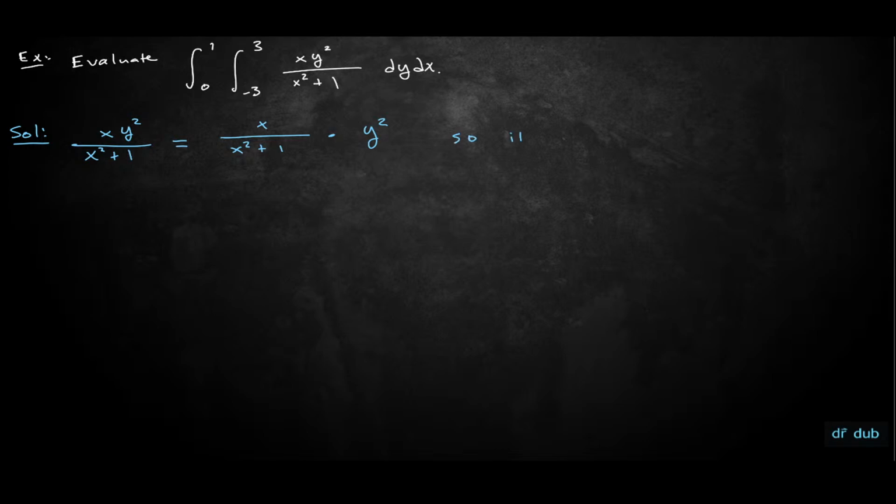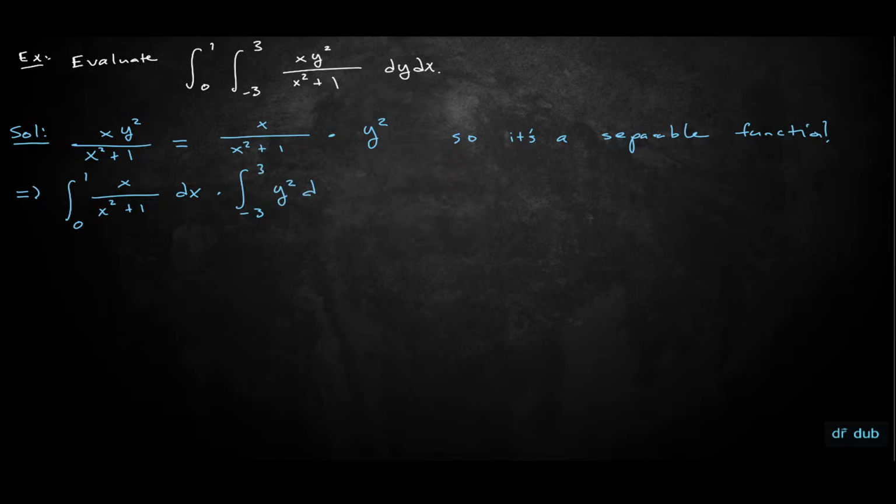So it's a separable function. And if it's a separable function, we can say that the integral from 0 to 1 of x over x squared plus 1 dx times the integral from -3 to 3 of y squared dy. So I can separate the variables like this, which is really nice.